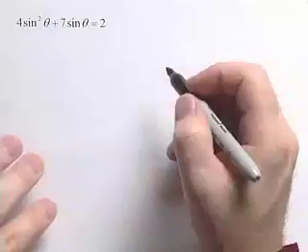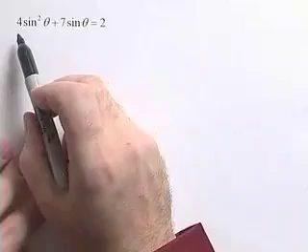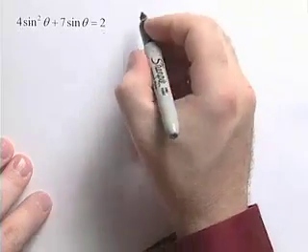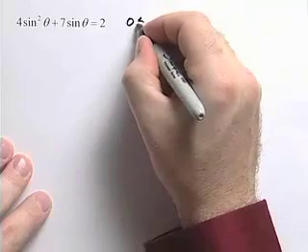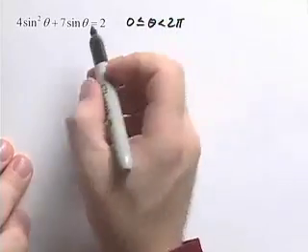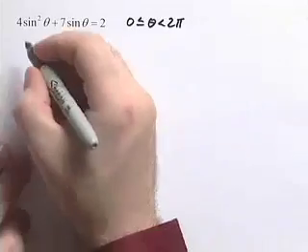Here we're going to solve one more trigonometric equation. We'd like to solve the equation 4 sine squared theta plus 7 sine theta equals 2. We're looking on the interval 0 less than or equal to theta less than 2 pi. First thing we'd like to do is subtract 2 from both sides.